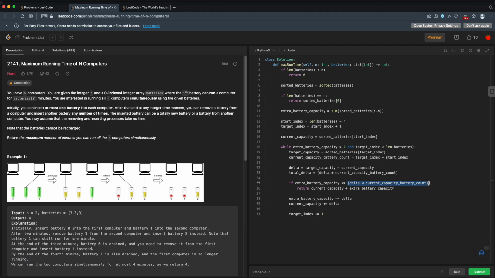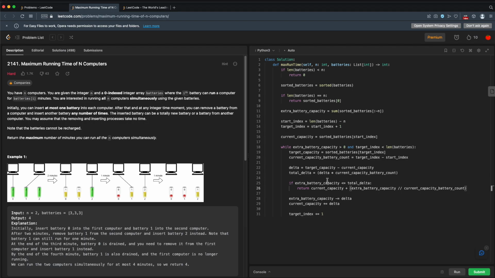All right, so now in here, if our extra battery capacity is less than our total delta, then we can take our current capacity and we actually have to divide the extra capacity up among the number of batteries that we have. So we'll have to do the extra capacity divided by this current capacity count. And I'm doing an integer divide here. So we've got 2 batteries, 3 batteries, however many batteries we're trying to raise up to that next level. We can take this extra battery capacity and just distribute it evenly among all of these batteries we're trying to raise to the next target.